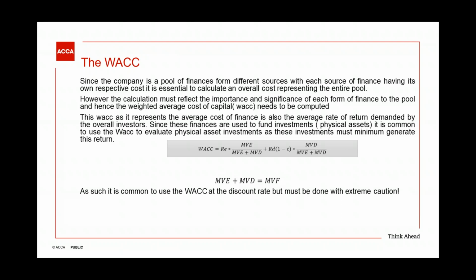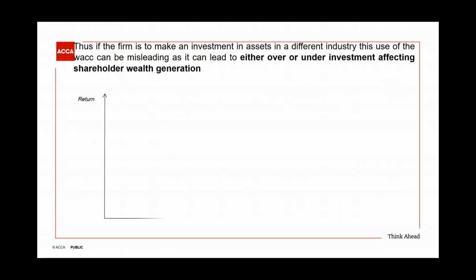But if this business is moving to a new risk class of assets, then it's a little questionable to use that WACC, because it can be a little misleading. In fact, doing so gives you what is called either over or under investment, and that's what I've looked at here. So what happens is something like this.